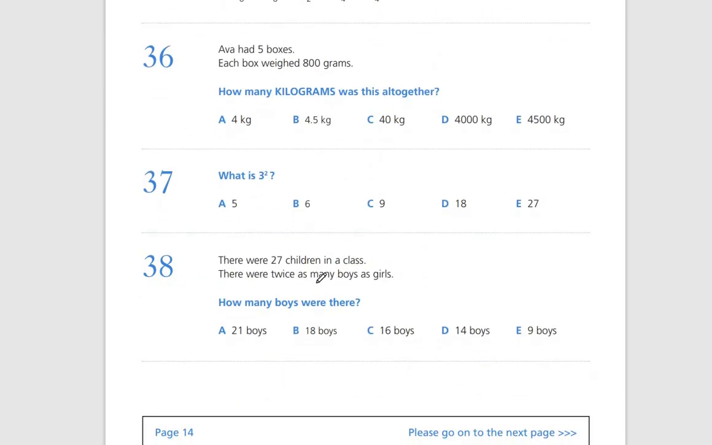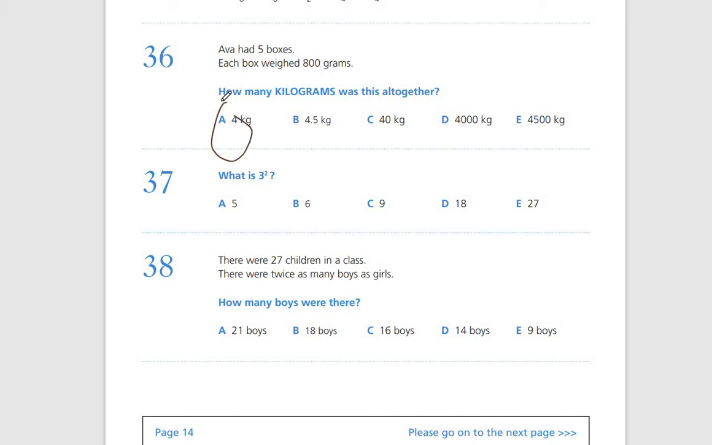Each box weighs 800 grams. How many kilograms is this? If each box weighs 800 grams, we times it by 5 to get a total of 4,000 grams. So we need to do it in kilograms. Make sure that you remember it asks for kilograms. We divide 4,000 grams by 1,000 to get kilograms, because there are 1,000 grams in a kilogram, and we get 4 kilograms.